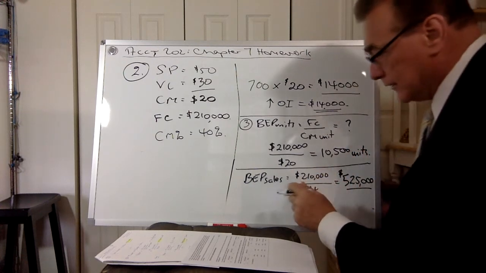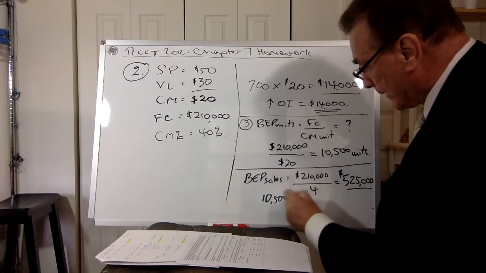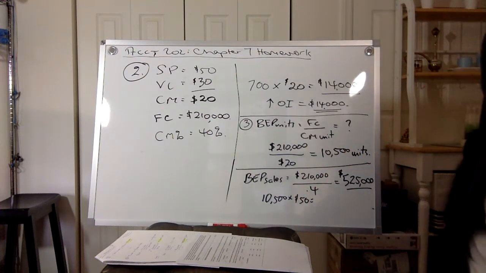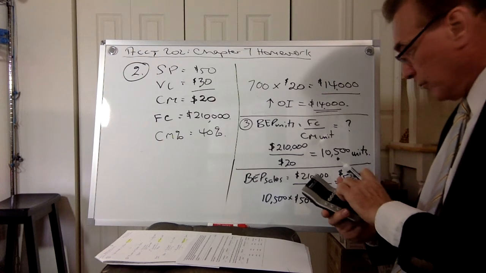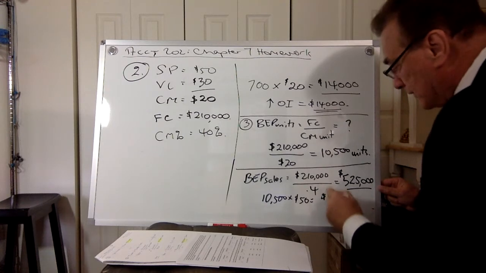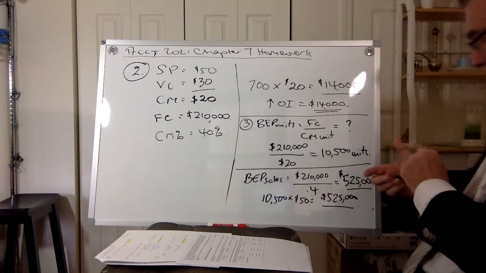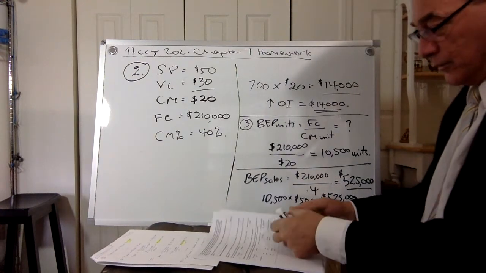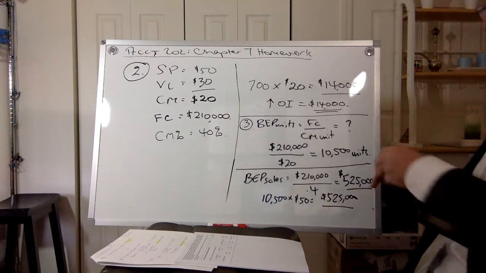Now the other way you could do it, if you take the 10,500 units and multiply that by $50 for the selling price, get your calculator out, 10,500 multiplied by 50 gives you 525,000. So you can do it one of 2 ways. Have a look at that just before I clean that off. We've done question 3. We'll do question 4.